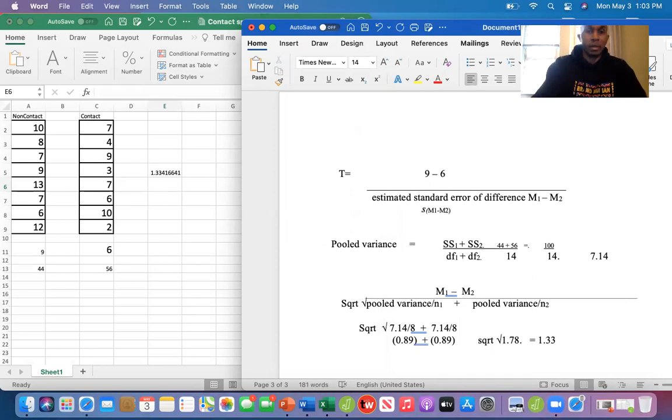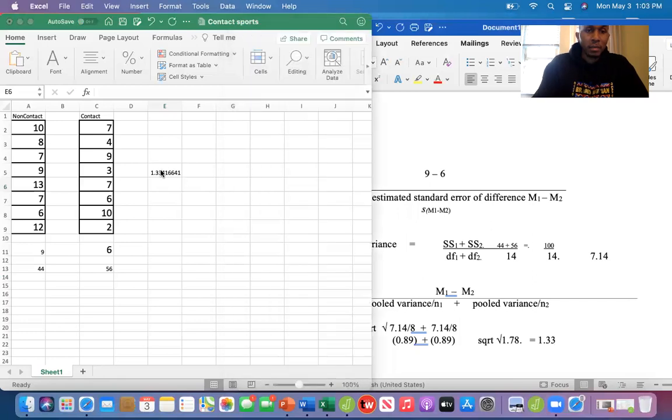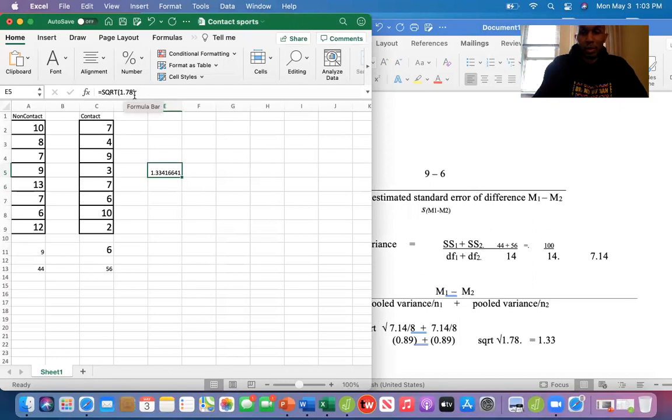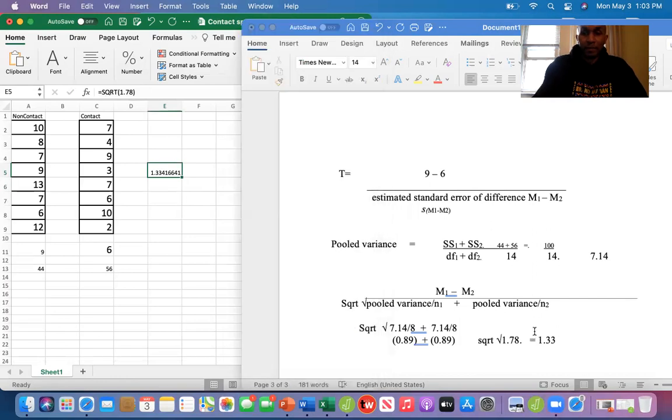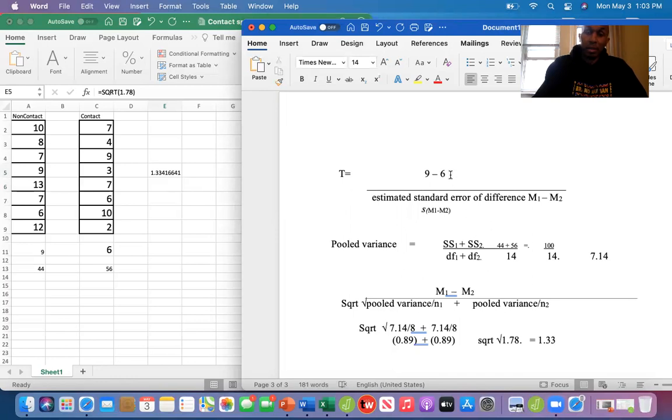Okay, so I use multiple calculators. In Excel, you just put the number in. You can put equal square root, and then in your parentheses, you can put the number you wish to find the square root of. So we have our estimated standard error of differences, and we have our mean differences. So we have 3 over 1.33. 3 divided by 1.33. We can quickly punch that in.